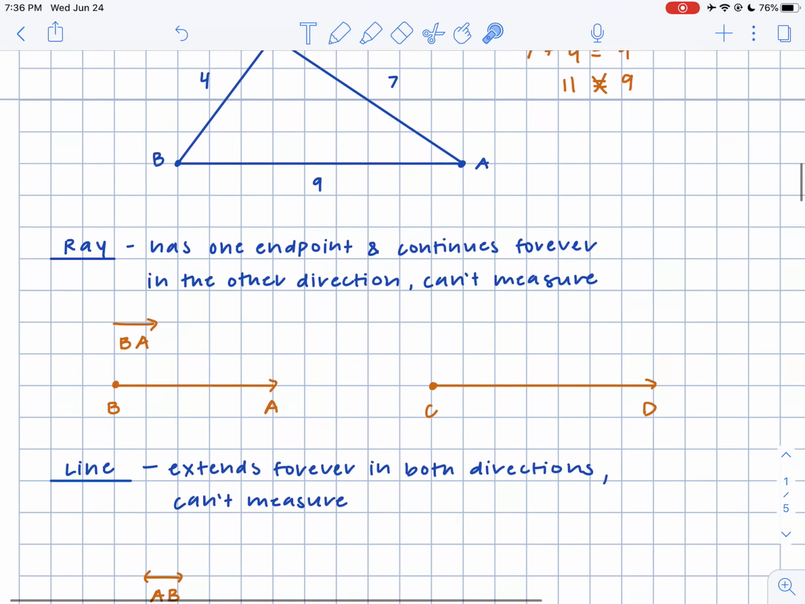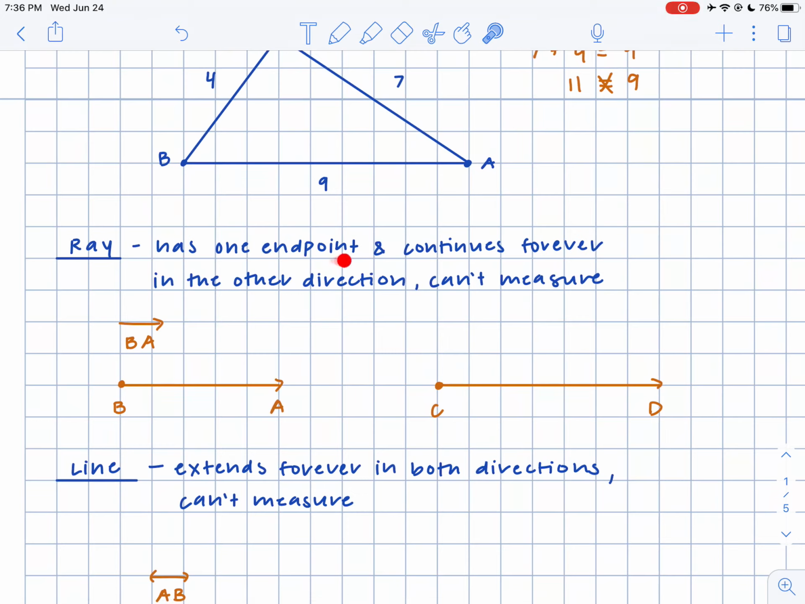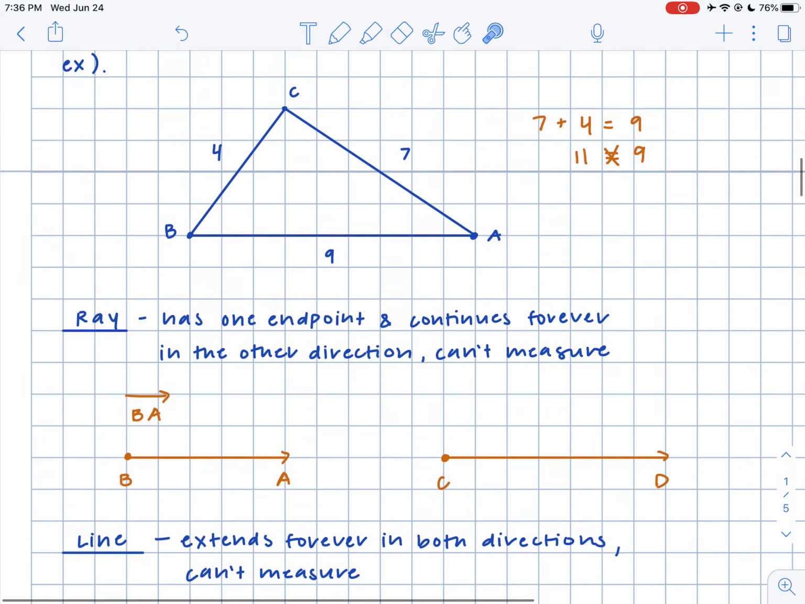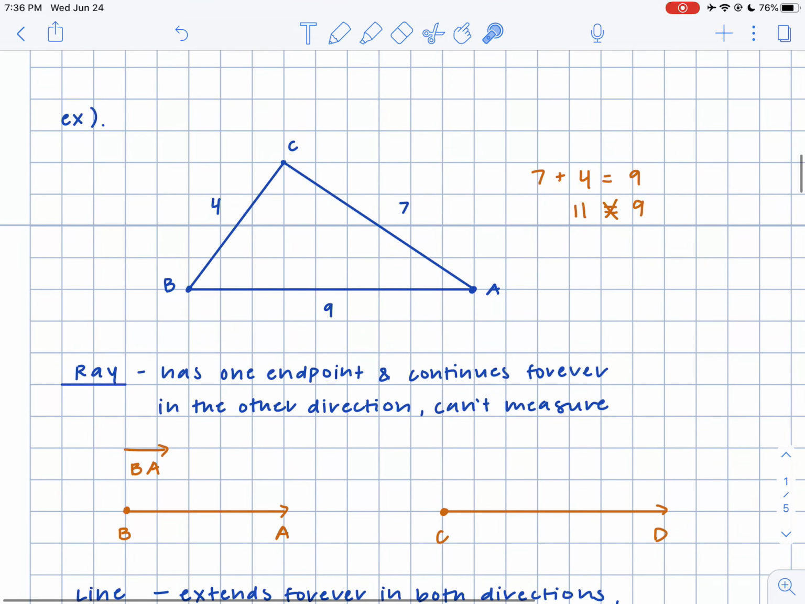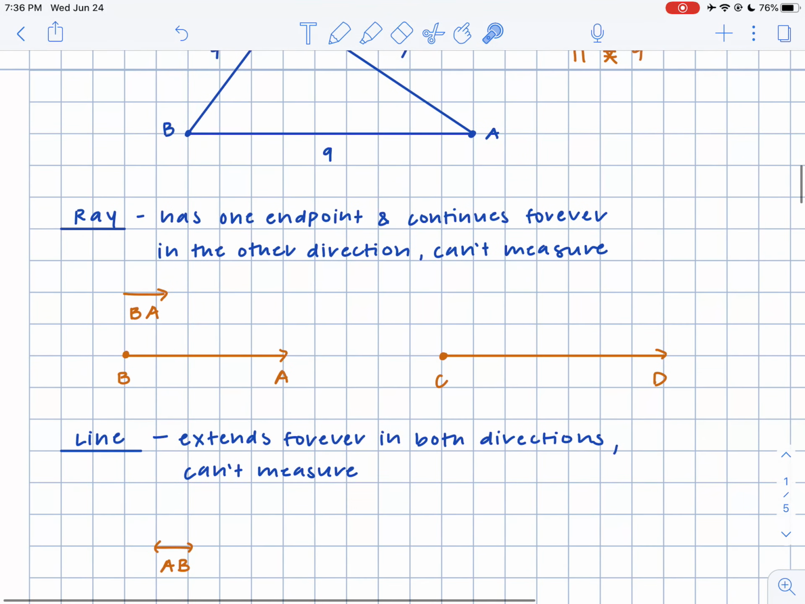Next, let's talk about rays. It has one endpoint and it continues forever in the other direction. And this is something you can't measure because it's going on and on forever. Remember segments, like this triangle? This segment, AC, it's bound by the endpoints, so you can measure it. And right here I'm saying it's 7 centimeters, and it's just a random number.